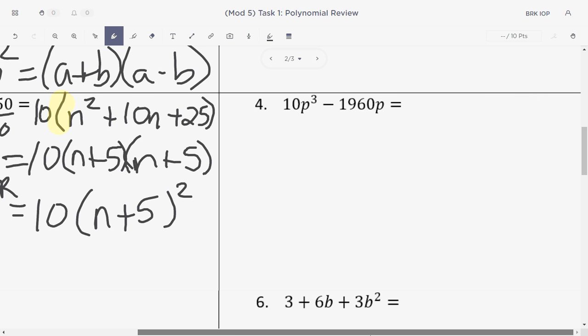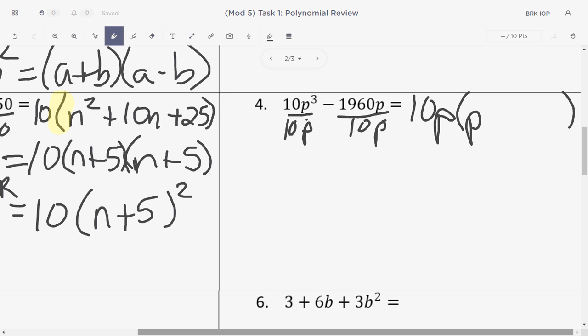Number 4. So again, I'm going to pull out the GCF. Guys, look, this time there's a p in common as well. So they both end in 0, so I'm going to pull out a 10 and then a p. Remember, when you pull out the GCF with a variable, it's always going to be your smallest exponent that gets pulled out. So I'm going to divide by 10p, divide by 10p, and I get p squared minus 196.